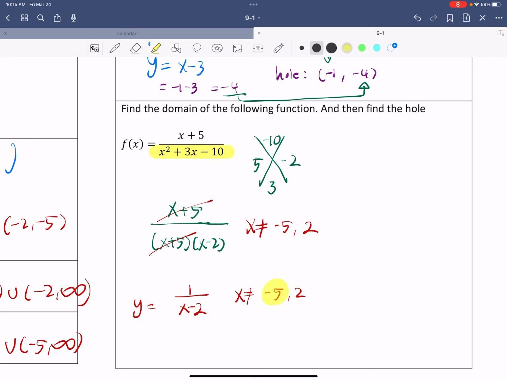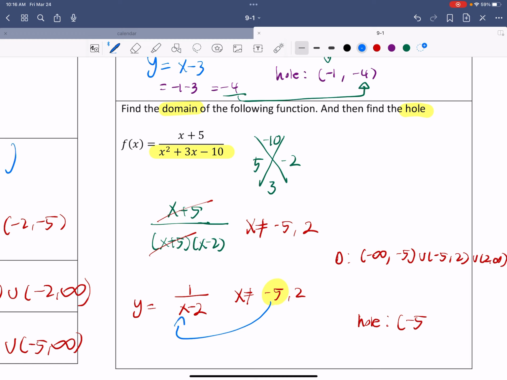But do you see this negative 5? We canceled it out. That's going to become your hole. So it says find the domain and the hole. So let's try to find the domain first. Domain is negative infinity to negative 5 comes first, right? Negative 5, union negative 5 to positive 2, union 2 to infinity. So that's the domain. Now let's find the hole. So the first number is going to be negative 5 because that's the number that we canceled out. And what we're going to do is plug it here, which is 1 over negative 5 minus 2, which is negative 1 over 7. That's it.